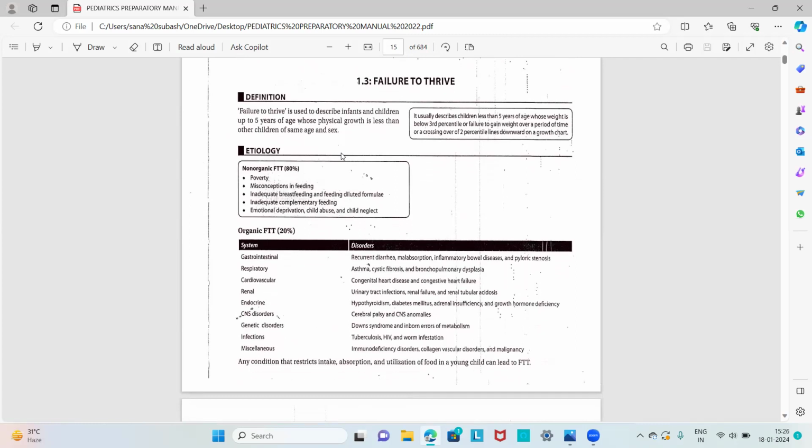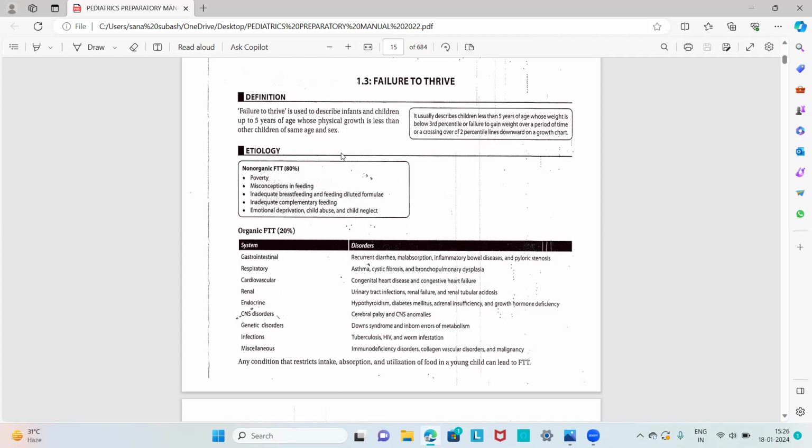So for failure to thrive, if it is asked as a short essay or short note, we have to answer according to the headings. First of all, we have to write the definition. Then we have to write about the etiology, then the clinical features, then diagnosis, and then treatment and prognosis.